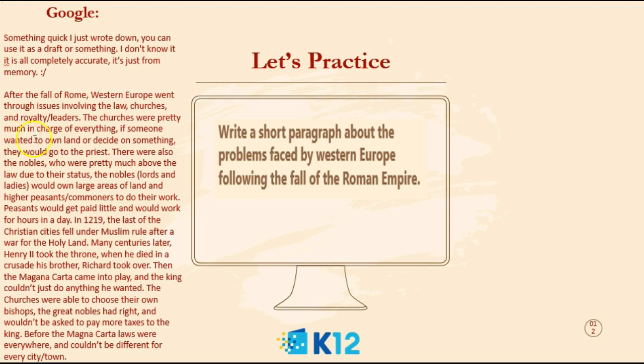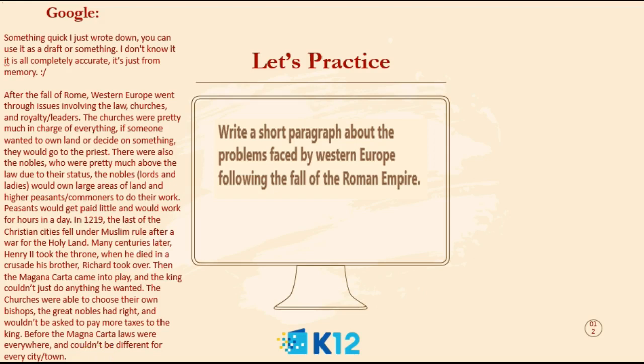The churches were pretty much in charge of everything. If someone wanted to own land or decide on something, they would go to the priest. I've gotten this exact answer. And like I said, they're kind of on the right track, but they get down into Henry II and the Magna Carta, which we learn about in our textbook, but it's through the whole unit. And all I'm looking for here is the problems that Western Europe faced.